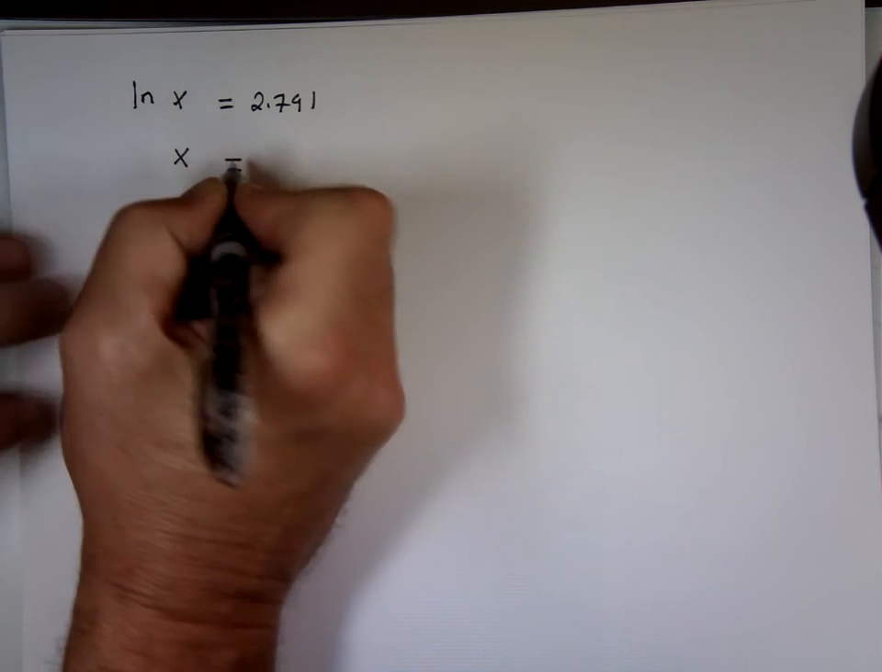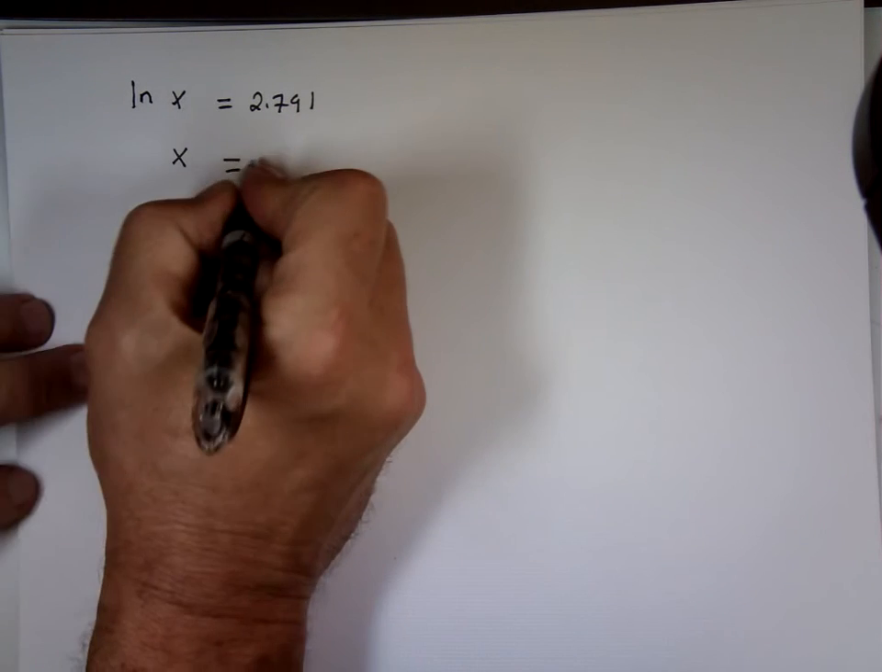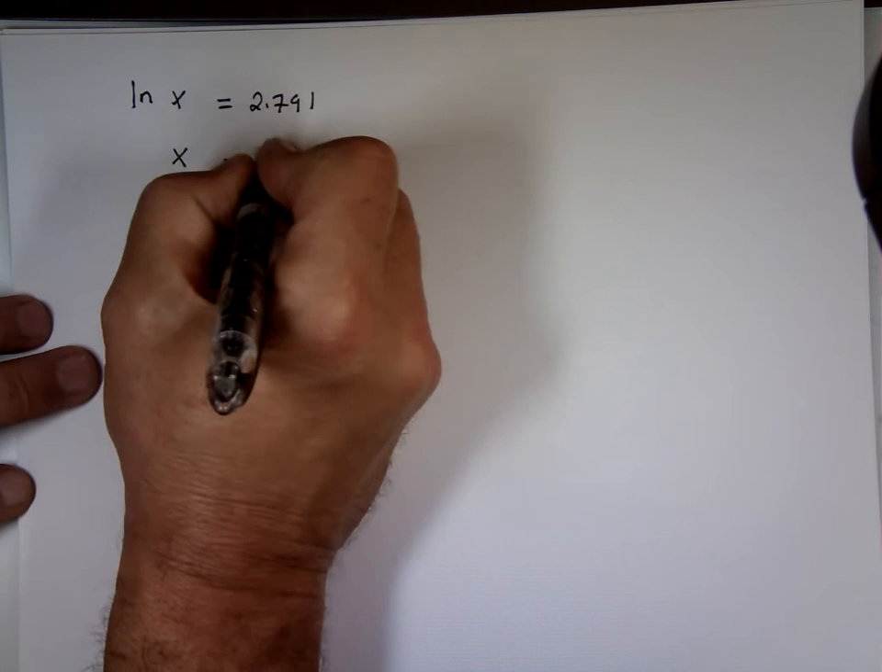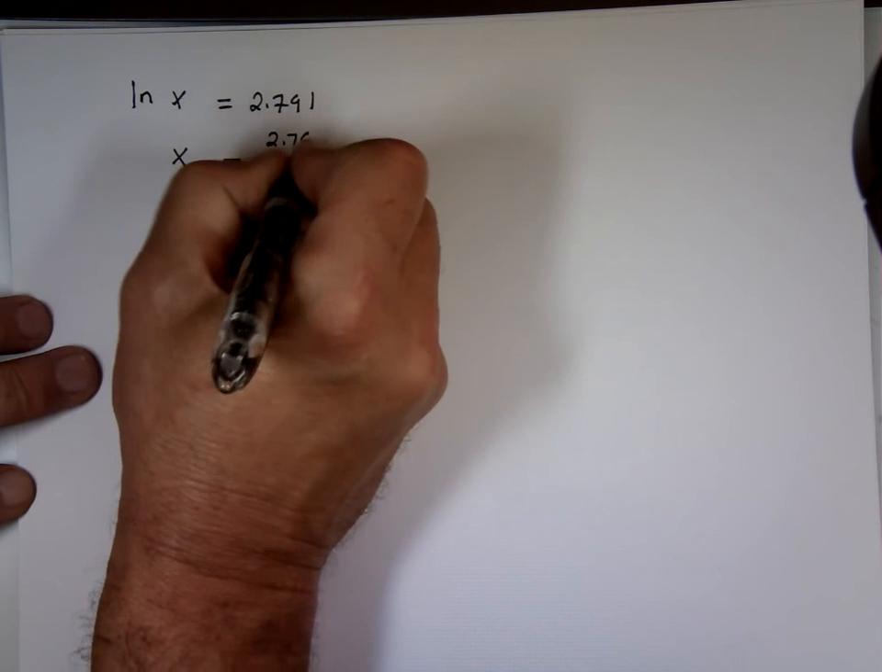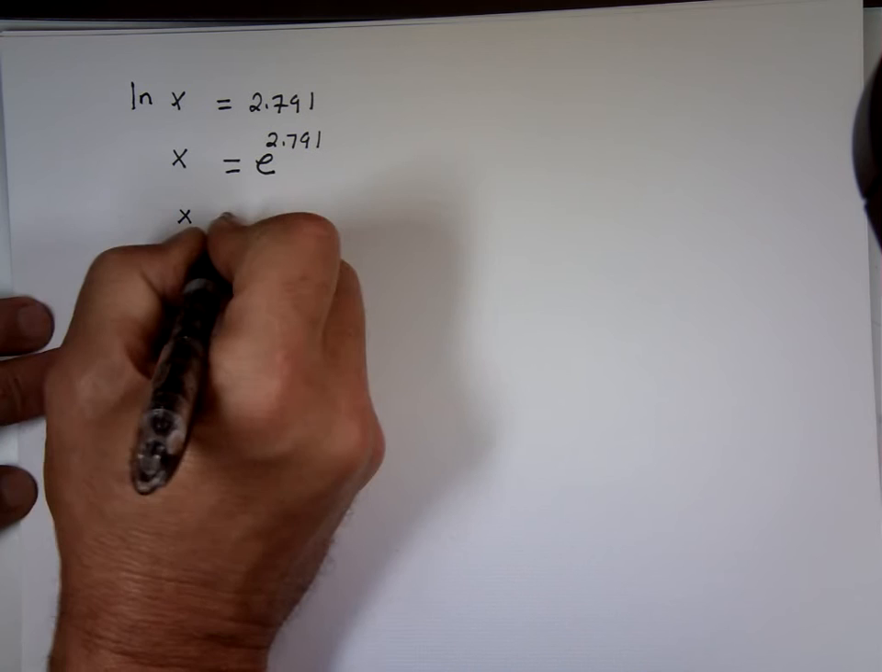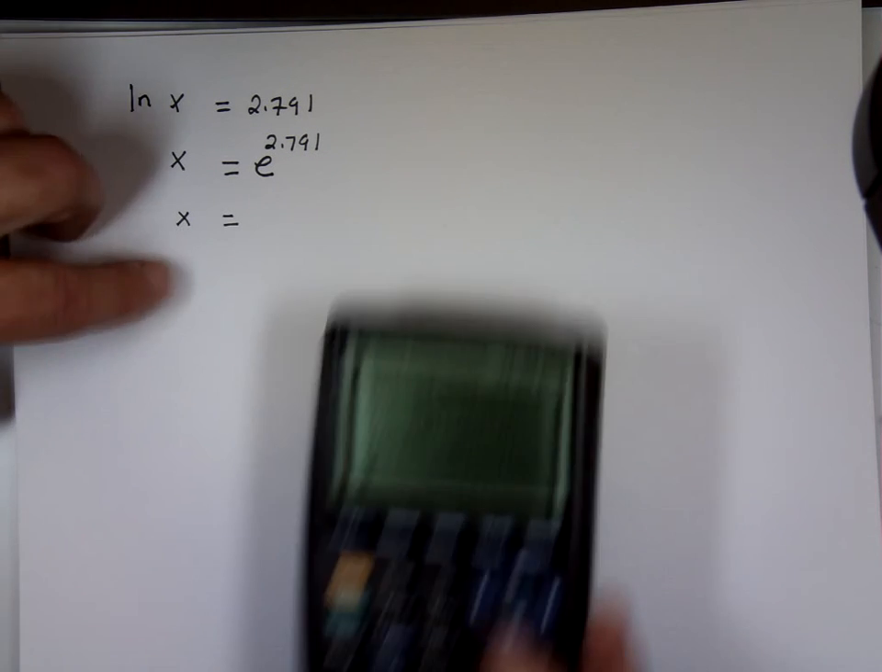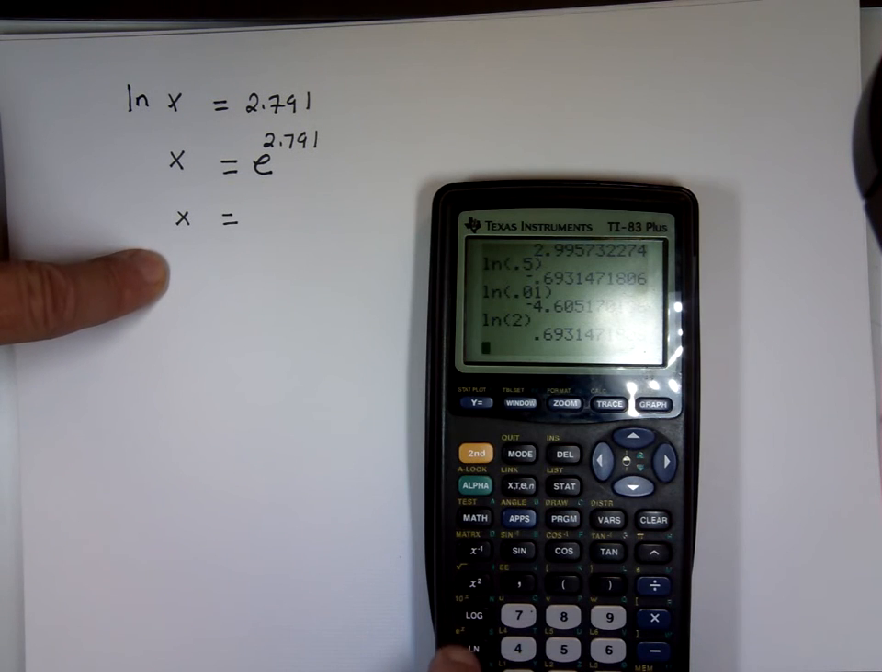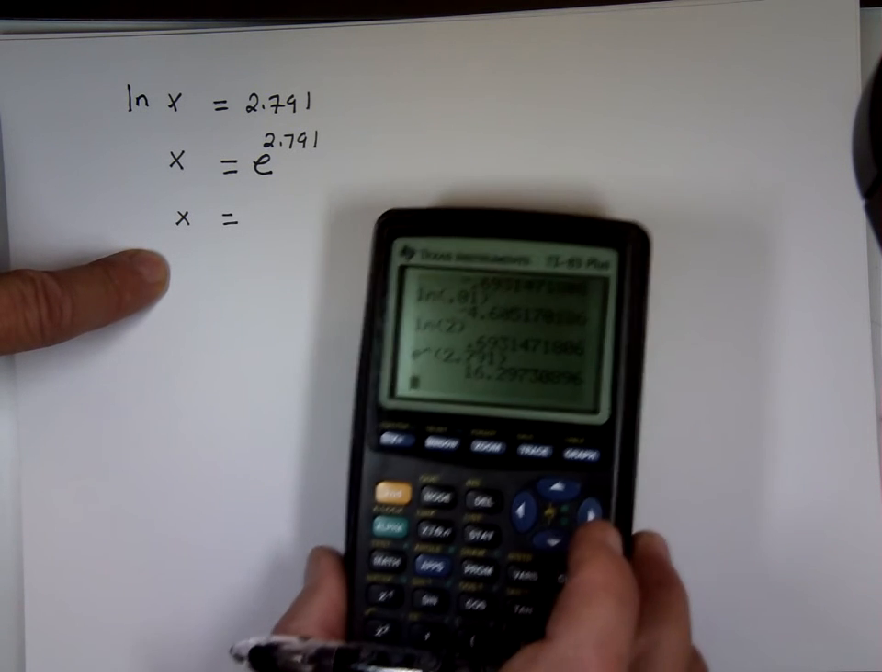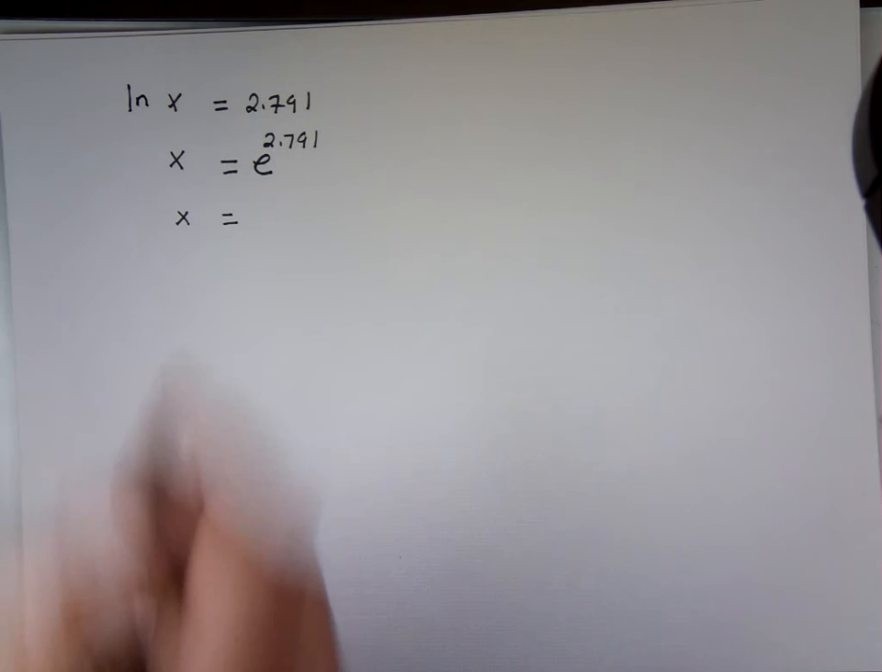What do we do? Use the inverse, which is what? E to the power 2.791. So the inverse function on your calculator of ln is e to the power. So here we go, e to the power 2.791 is it 16.29 or almost 3?